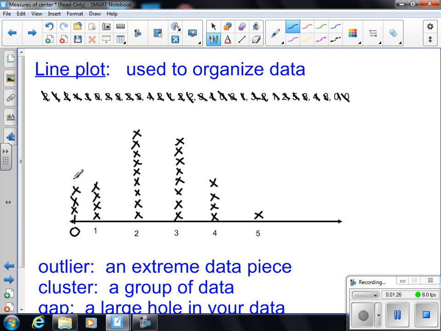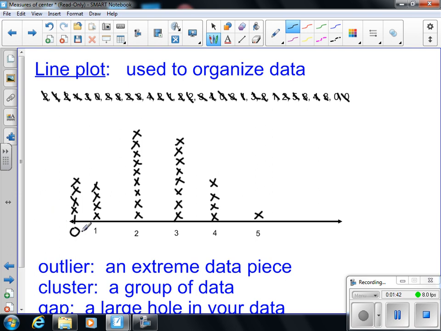and 0. Again, the only drawback is it's kind of hard to tell maybe which one's my tallest if I've made my X's different sizes. So this is just a quick snapshot of, hey, which one occurs most often? You can find a mode very easily from this, and you can kind of see how your data is distributed.